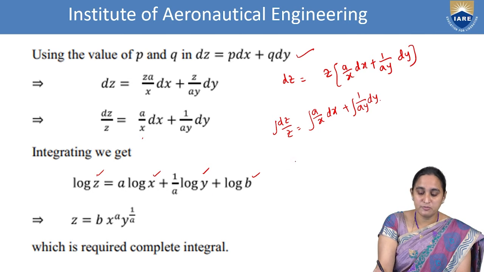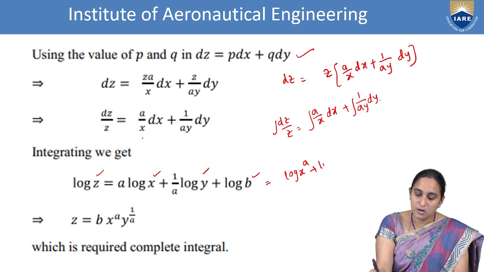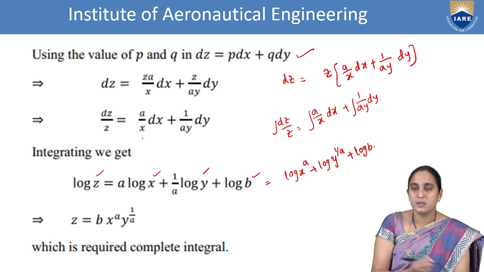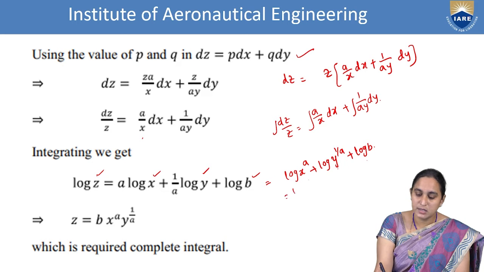Okay, before writing that formula, again I'll reduce the first term, which is in the form of m log n. I'll write that simply as log of x power a plus log of y power 1 by a plus log b form. After that, write down the formula of log a plus log b plus log c, that is log of a into b into c.